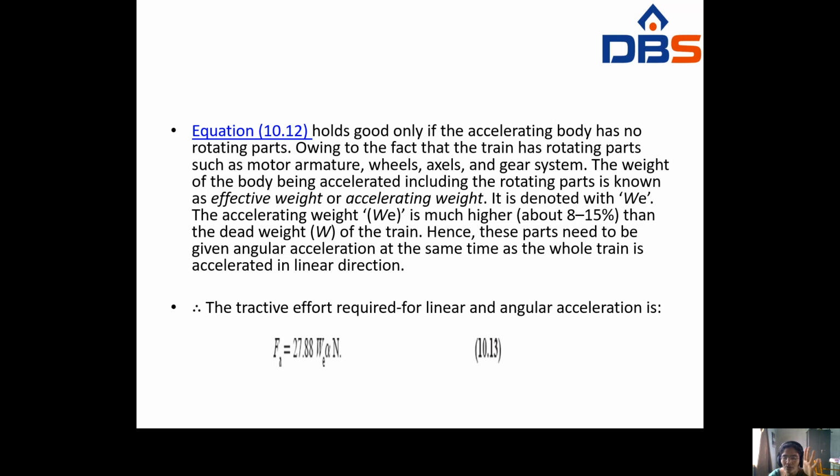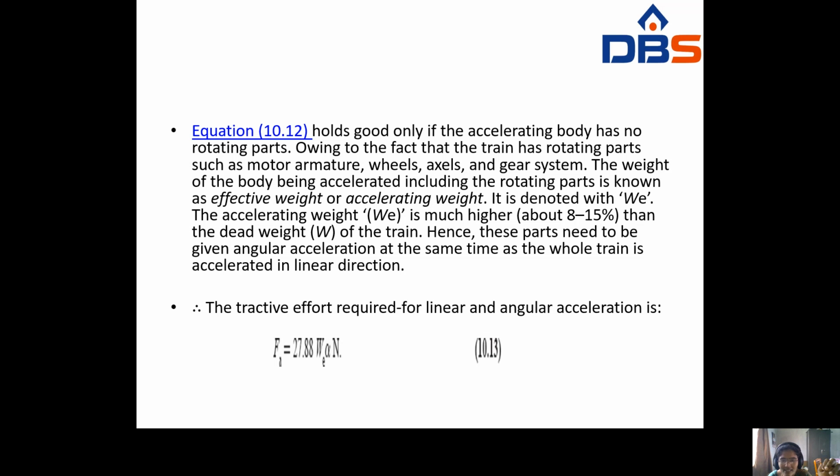So without rotating parts, that weight will be W. But in a train there are some rotating parts. What are those rotating parts? Motor, armature, wheels, axles, gear system, like this. The weight of the body being accelerated including the weight of those rotating parts is known as the effective weight or accelerating weight, and it is denoted We.